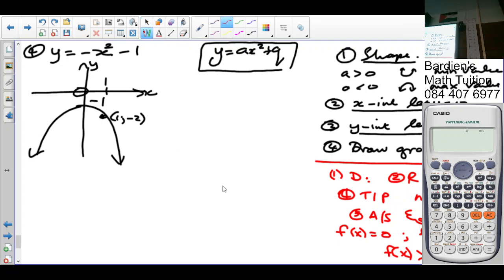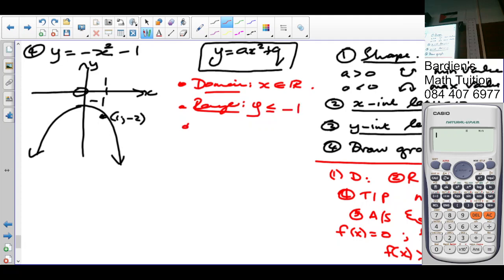First things first, domain. What's the domain of this graph? X is an element of all the real numbers. What's the range? Y is less than or equal to negative 1. Next, increasing, decreasing. Where's the graph increasing?